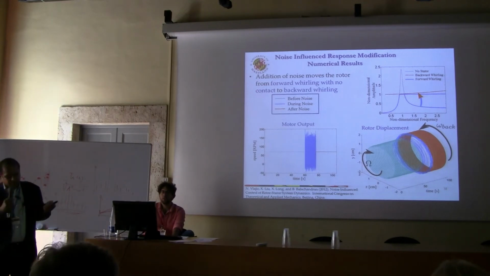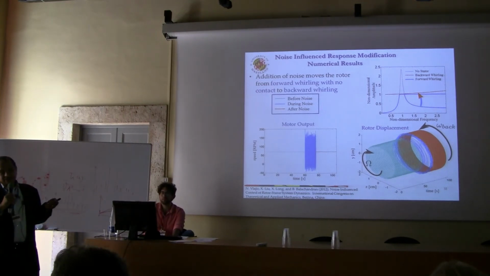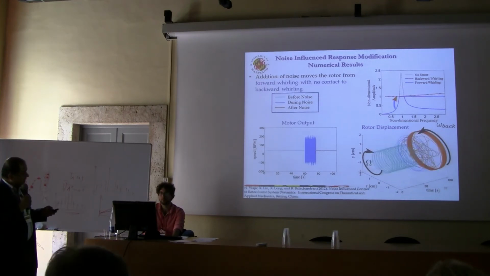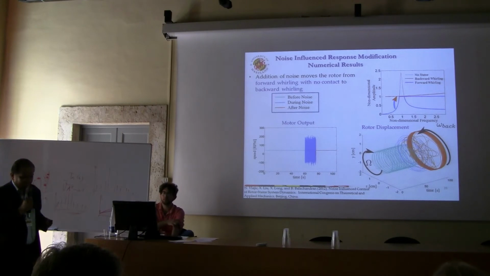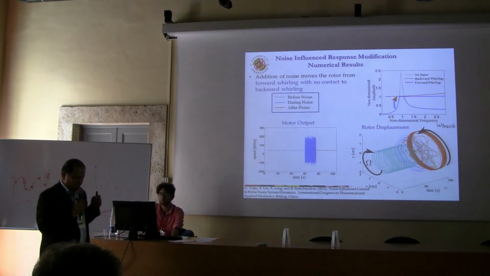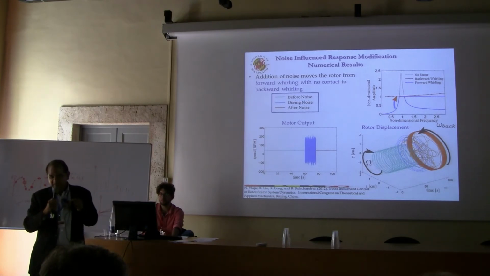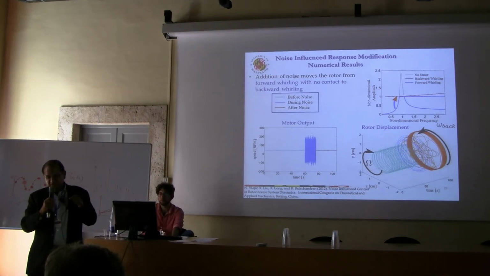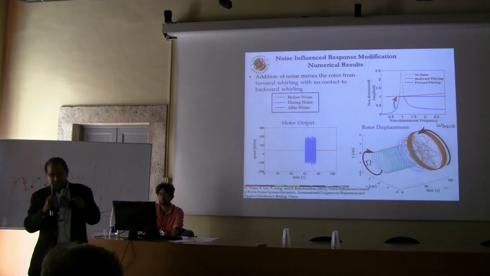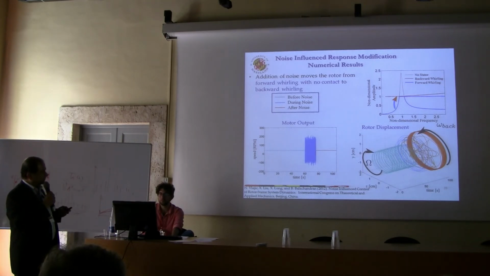In other experiments in the lab, we've also tried secondary frequency additions, which again helps us to do response steering. And this is another example where you've gone from forward whirling without contact to backward whirling without contact. So the ideal case for us would be to move from backward whirling without contact to forward whirling without contact. We have recently been able to show that's possible in simulations, but the path is pretty complicated. So that's something we plan to study in the future with the experimental setup that we have in our lab.